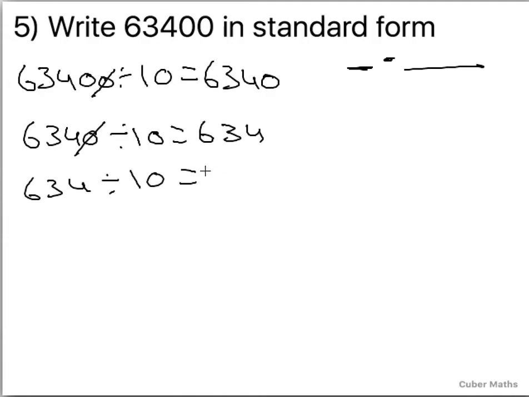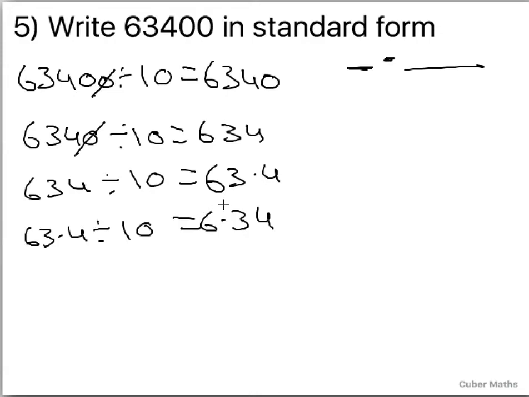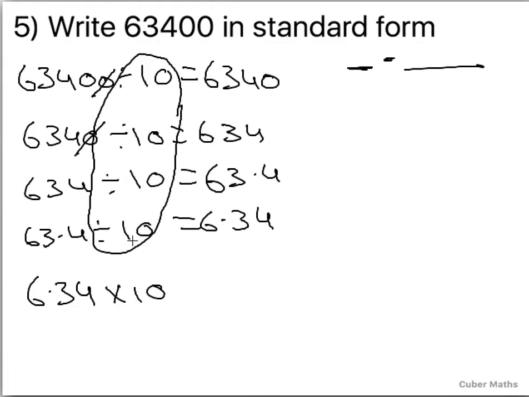we're going to move everything one place to the right, so we're going to have 63.4. But we just want one number on the left hand side of the decimal place, so we're going to need to divide it by 10 for a fourth time. So 63.4 divided by 10 gives us 6.34. So our standard form is going to be 6.34 times 10, and then we divided it by 10 4 times, so that means it's going to be 6.34 times 10 to the power of 4.